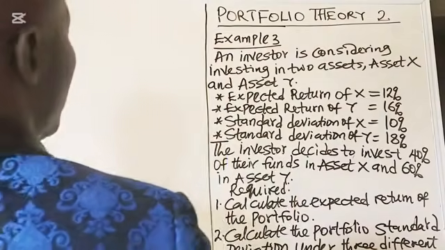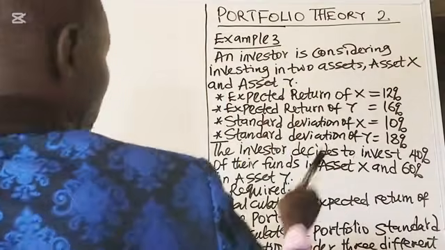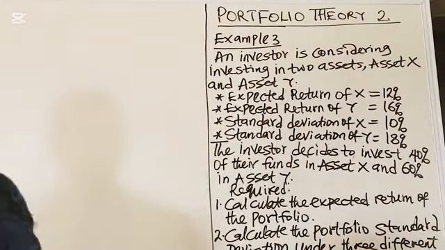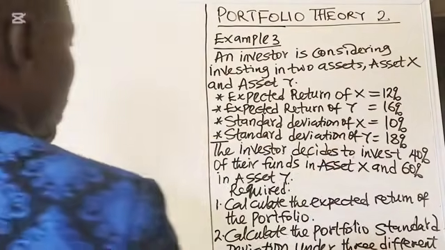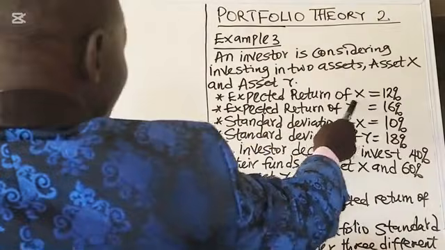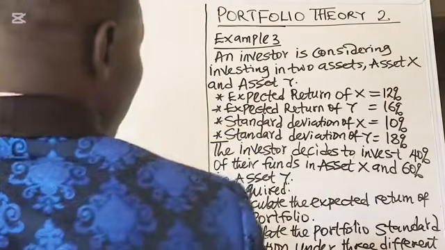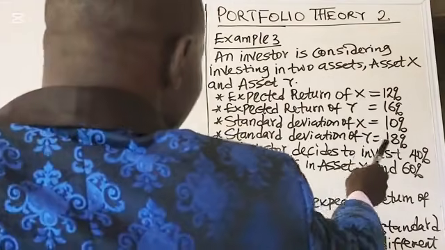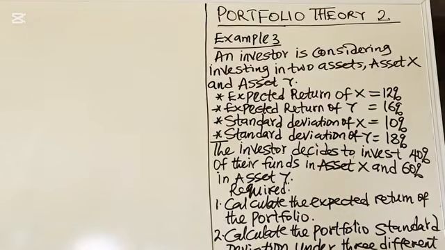Example 3. An investor is considering investing in two assets, asset X and asset Y. Expected return of asset X is 12%. Expected return of asset Y is 16%. Standard deviation of X is 10%. Standard deviation of Y is 18%. The investor decides to invest 40% of their funds in asset X and 60% in asset Y.